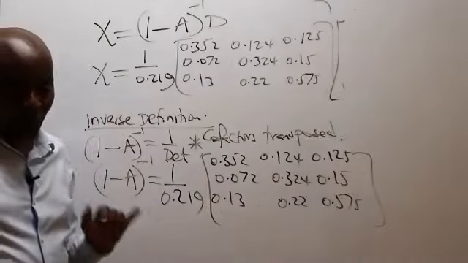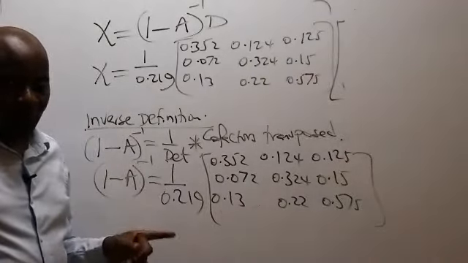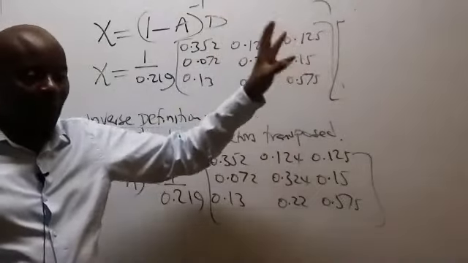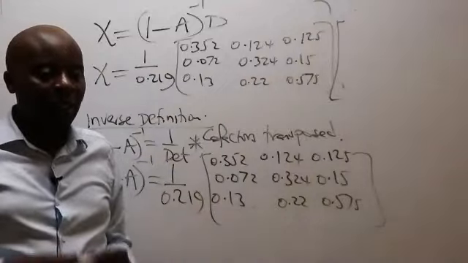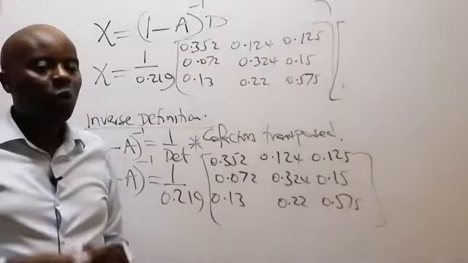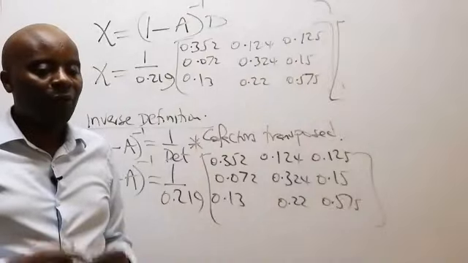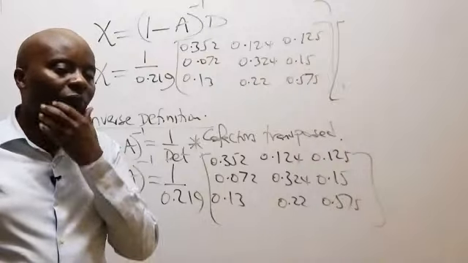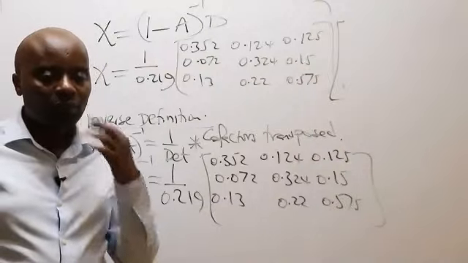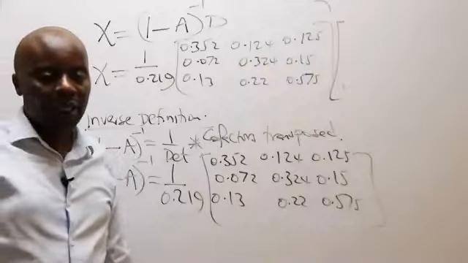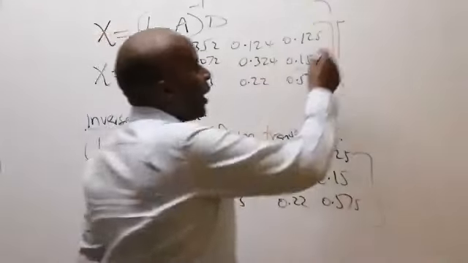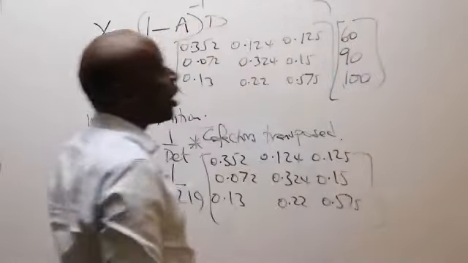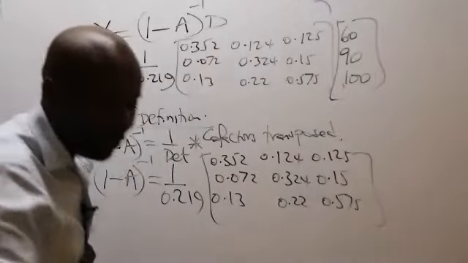So I would expect a good student to come and give me this matrix D, the final demand. Is there somebody who has those figures who can remind us very fast? Thank you very much. 60, 90, 100. But remember, they have to be captured in the form of a column.